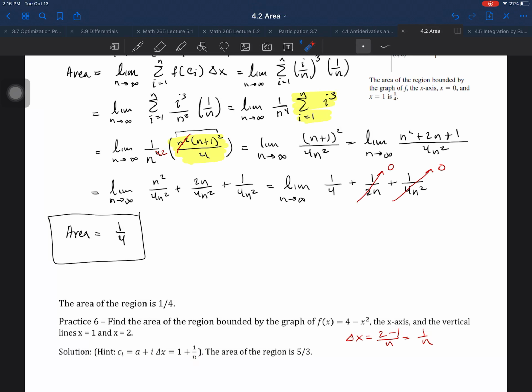I missed my i here. I'm glad I checked this. So that's an i, right? i over n. All right. So use this in the equation to simplify it, and try it on your own. And let me know if you have any questions. All right.